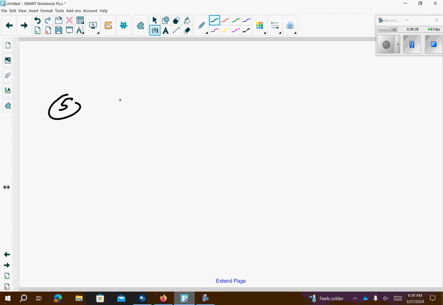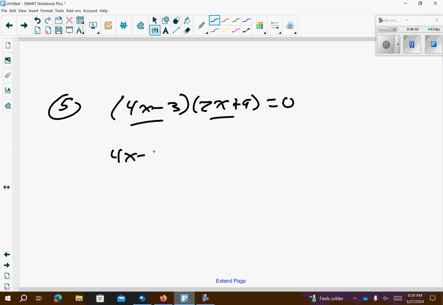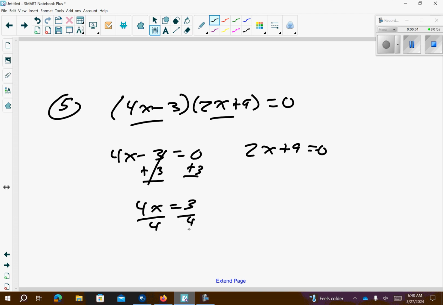Number 5, I have 4x minus 3 and 2x plus 9 is equal to 0. So let's take our 2 parts and set those equal to 0. Add 3 to both sides. Divide each side by 4. So we get an answer of 3/4. That means if I plug 3/4 in for x on our problem, the answer would work out to be 0.